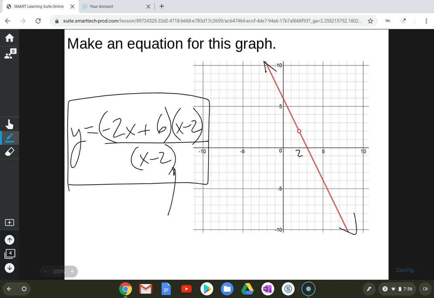Because remember, when you have the same factor, top and bottom, that generates a hole. If you have a factor only on the bottom, then it's a vertical asymptote. But if it's in both the top and the bottom, then you end up with a hole. Whoops, I wrote equals, but it just didn't come through. There we go.